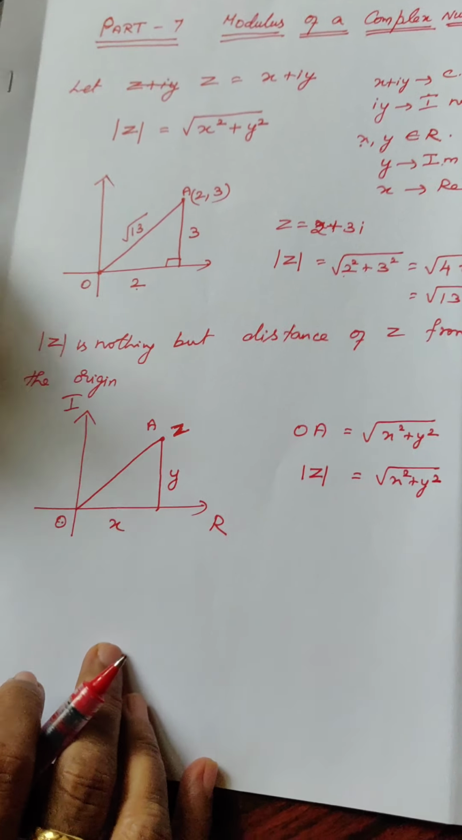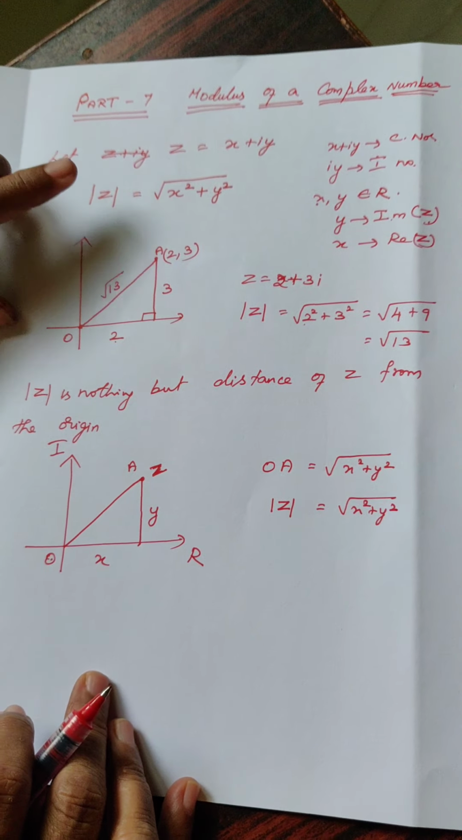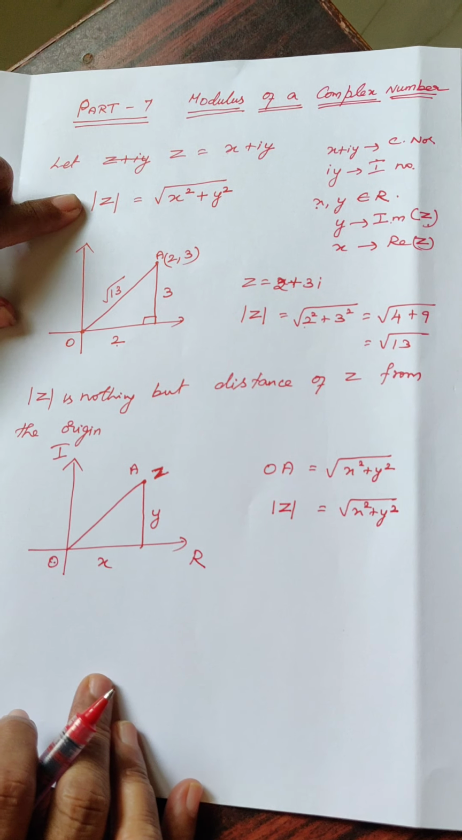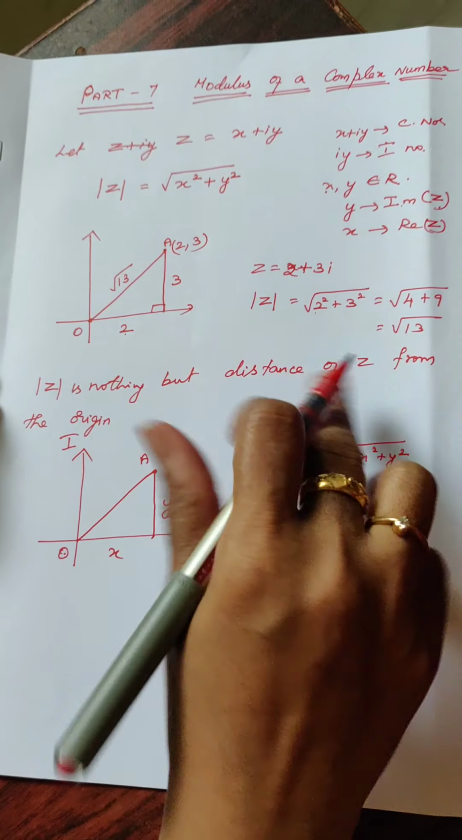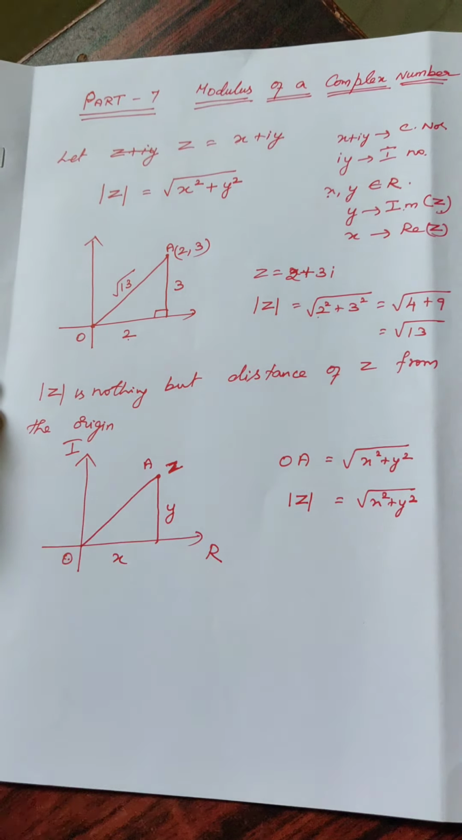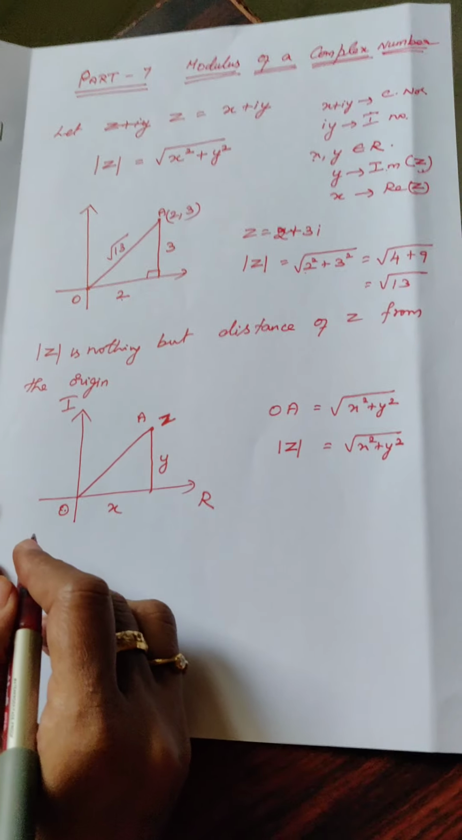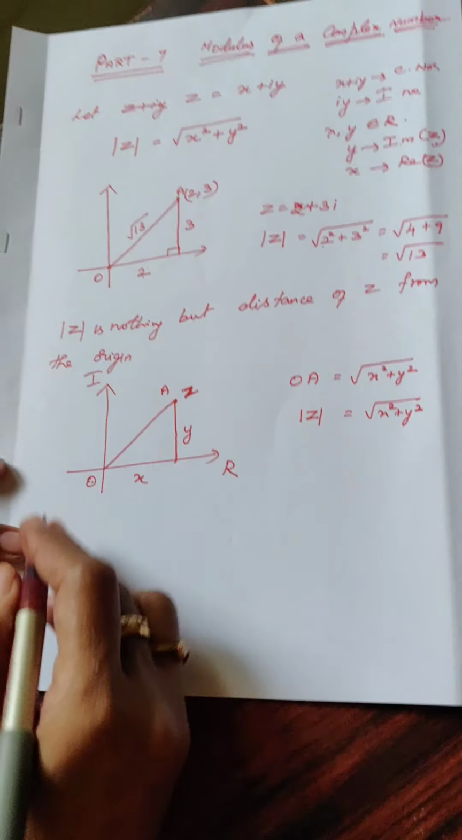Is it clear to all of you? So modulus of z is nothing but the distance of z from the origin, or the distance of any complex number from the origin. Is it clear? Okay. Now we want to discuss some more results on modulus of z.